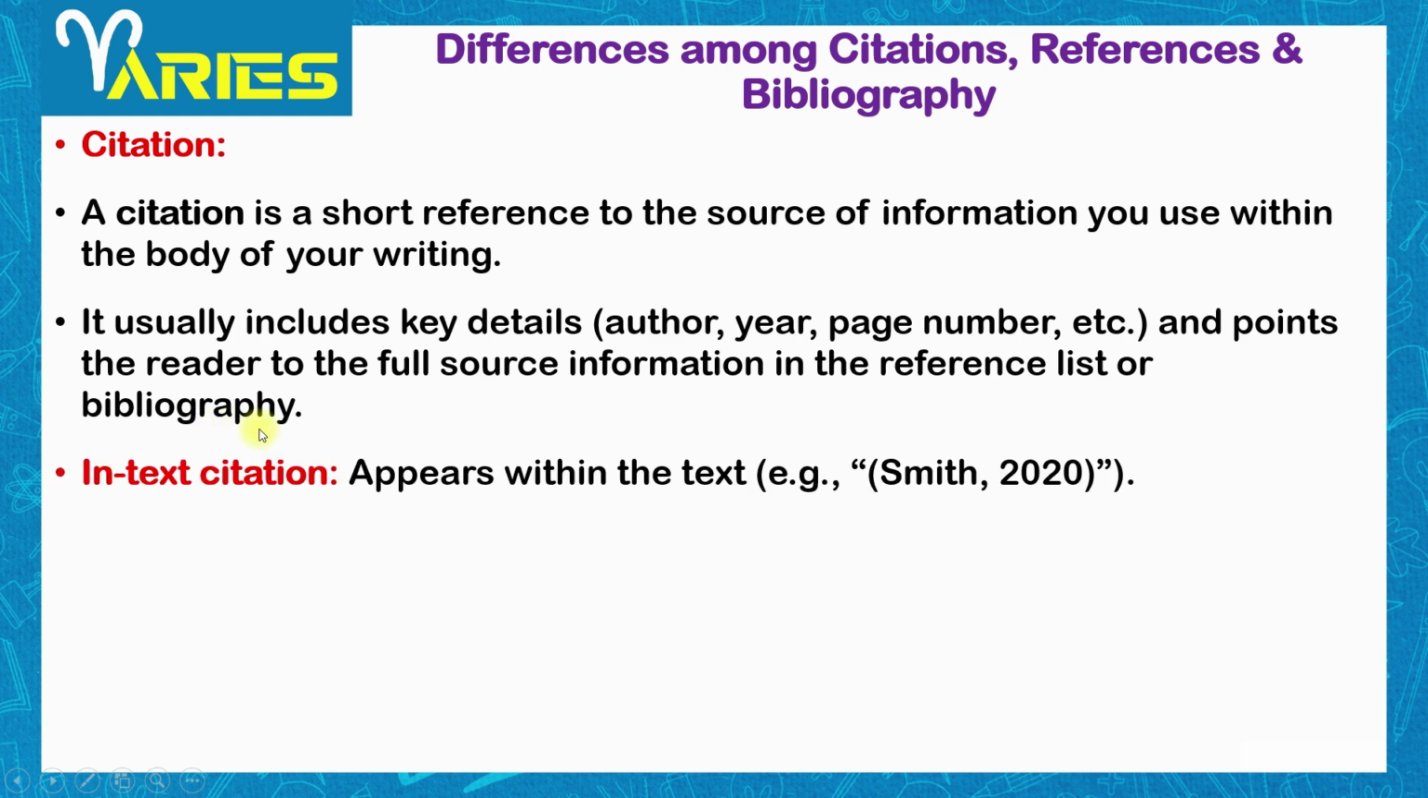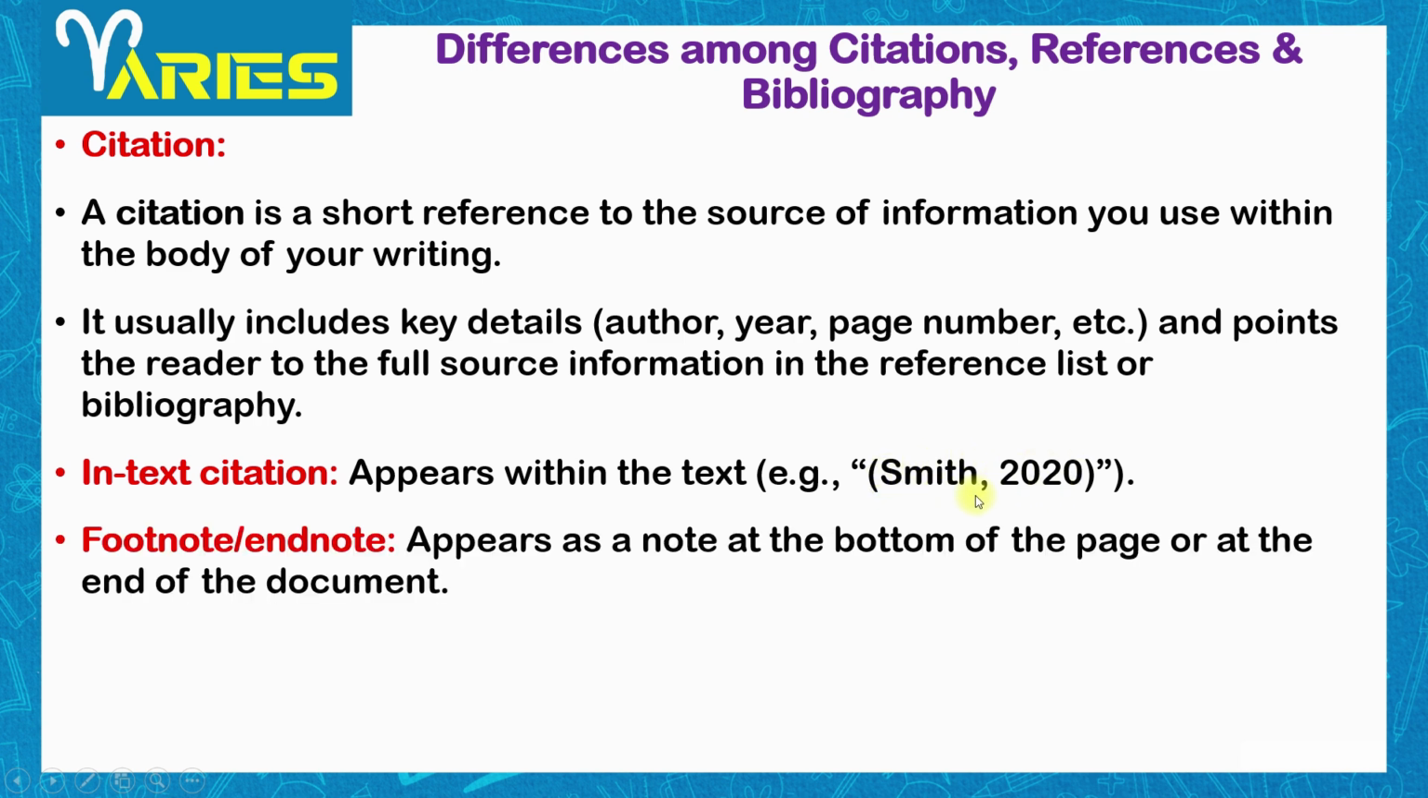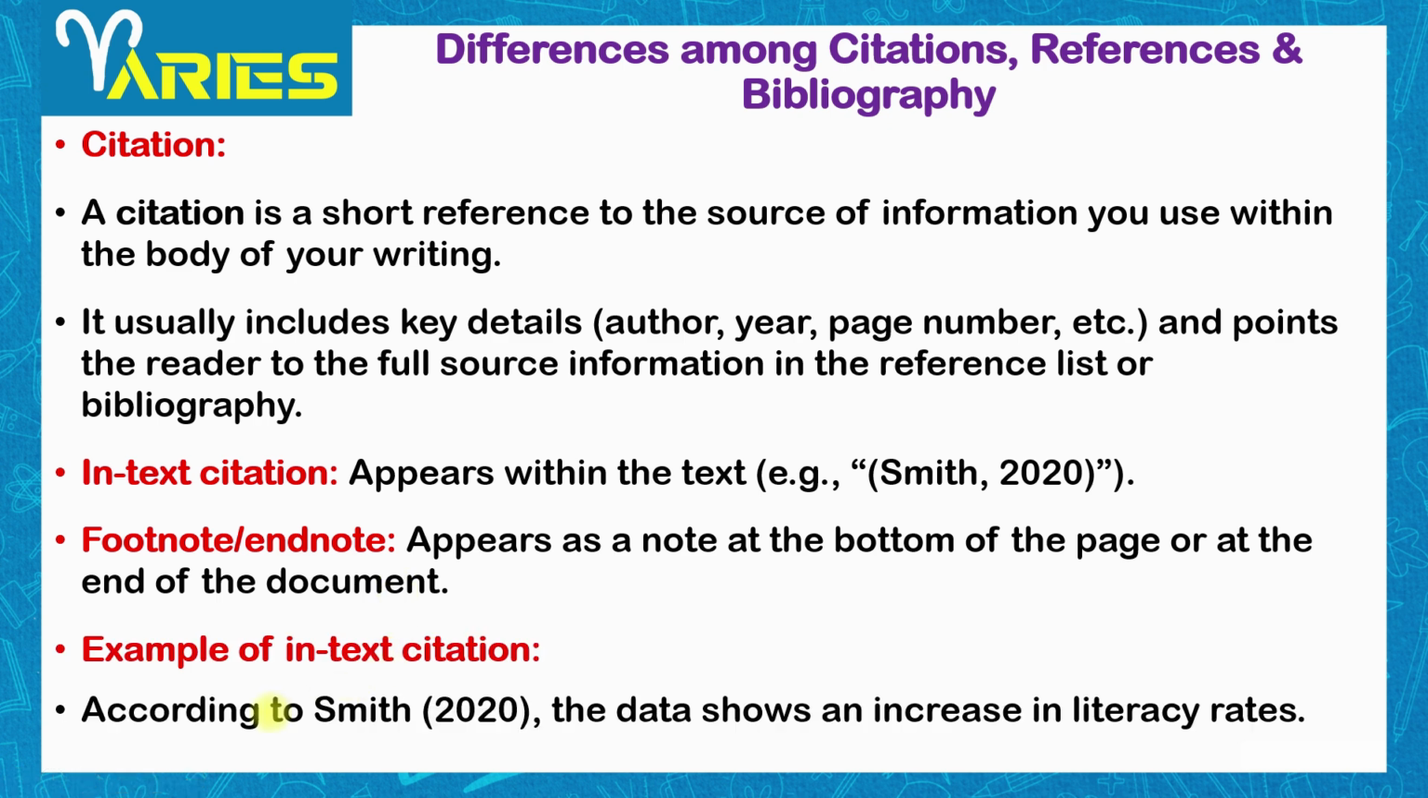Now, how does it look? In-text citation appears within the text. For example, Smith 2020. At the end of the sentence, the researcher would write just this in a bracket. And in an endnote or footnote, the citation will appear as a note at the bottom of the page or at the end of the document. And this is an example of in-text citation.